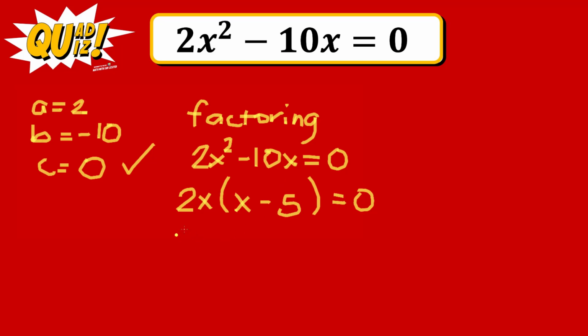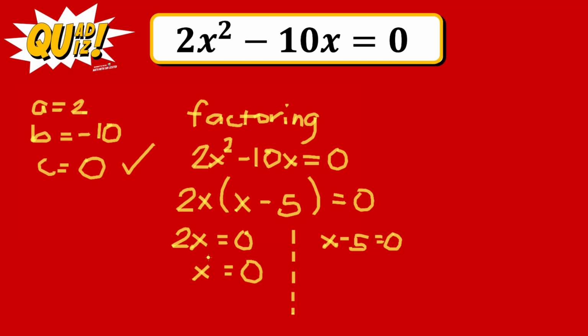That would mean, let's say 2x is equal to 0, or x minus 5 equal to 0, or both of them are equal to 0. So this is what the 0 factor or 0 product property is telling us. And we solve them independently. When we divide both sides here, we will know our x as 0. Divide both sides by 2. That is your first root.